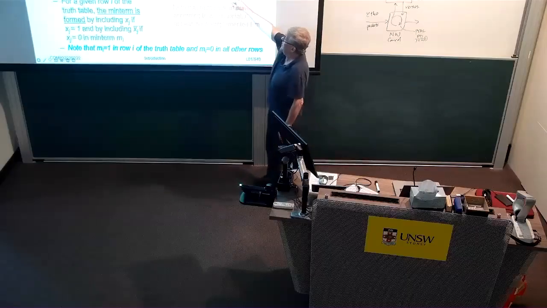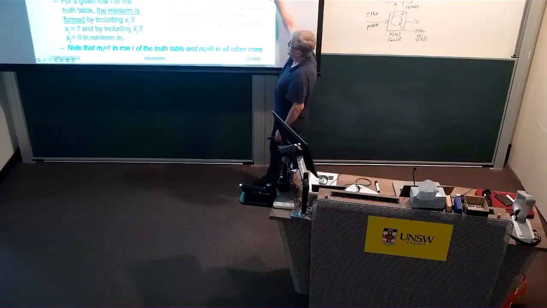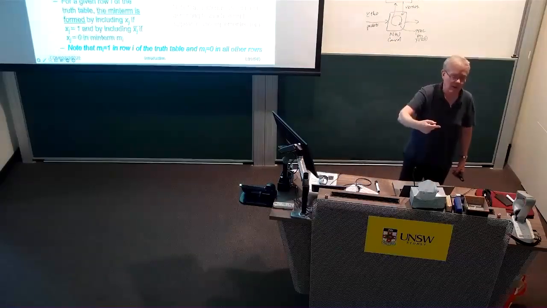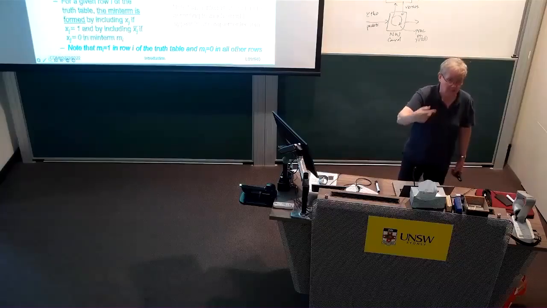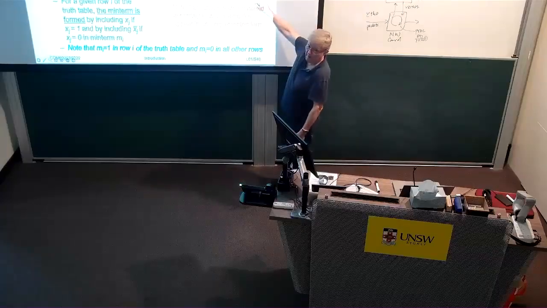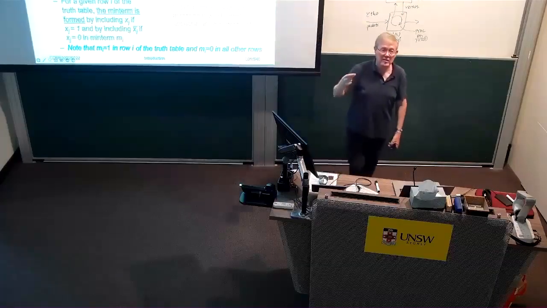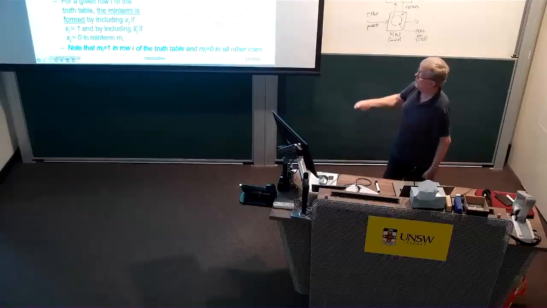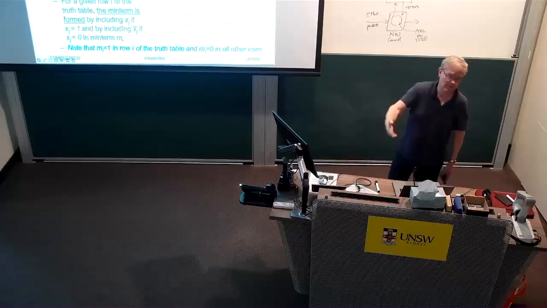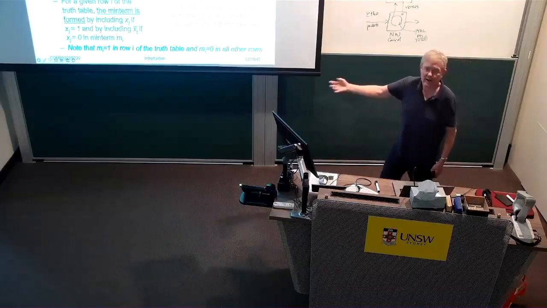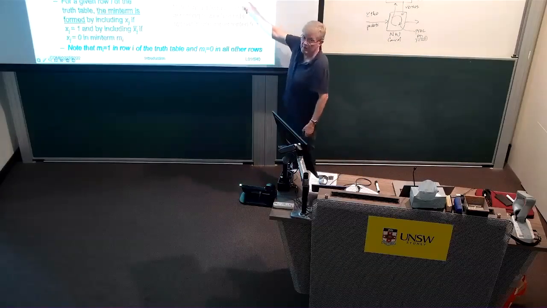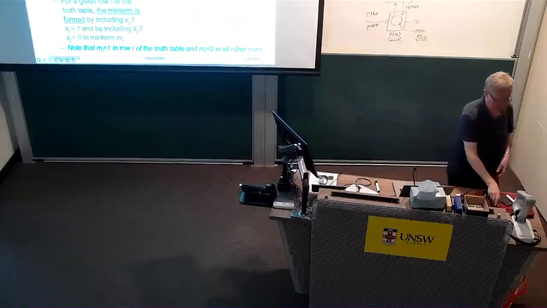M7 can only be 1 in row 7 of the truth table, because only that row has the valuation x1 equal to 1, x2 equal to 1, and x3 equal to 1. So only in the 7th row is M7 going to be 1. M7 in row 6 would be 0, because x3 is 0, and if I take the product of 0 with 1 for x1 and x2, I'm going to get 0 as a result. So depending upon which row the minterm appears in the truth table, it has a different value.